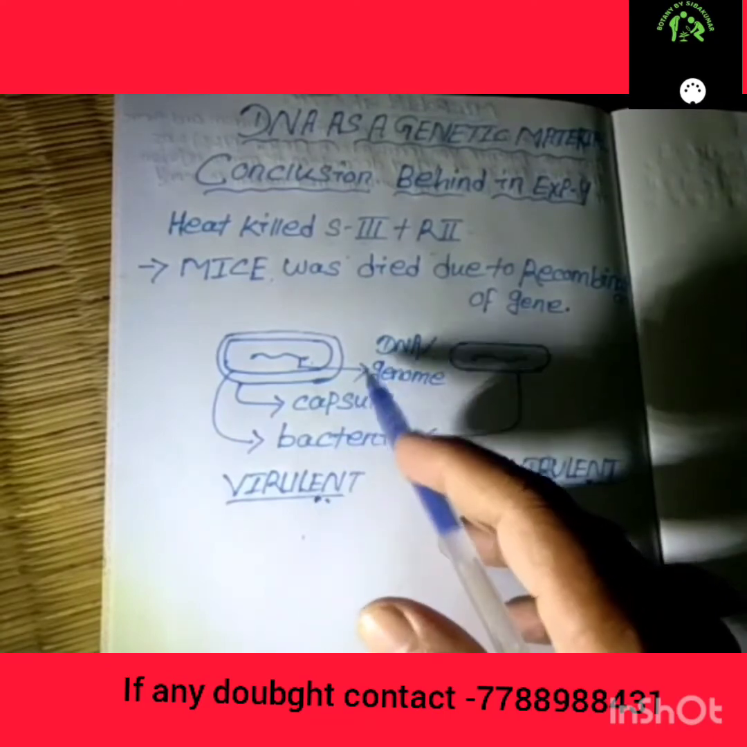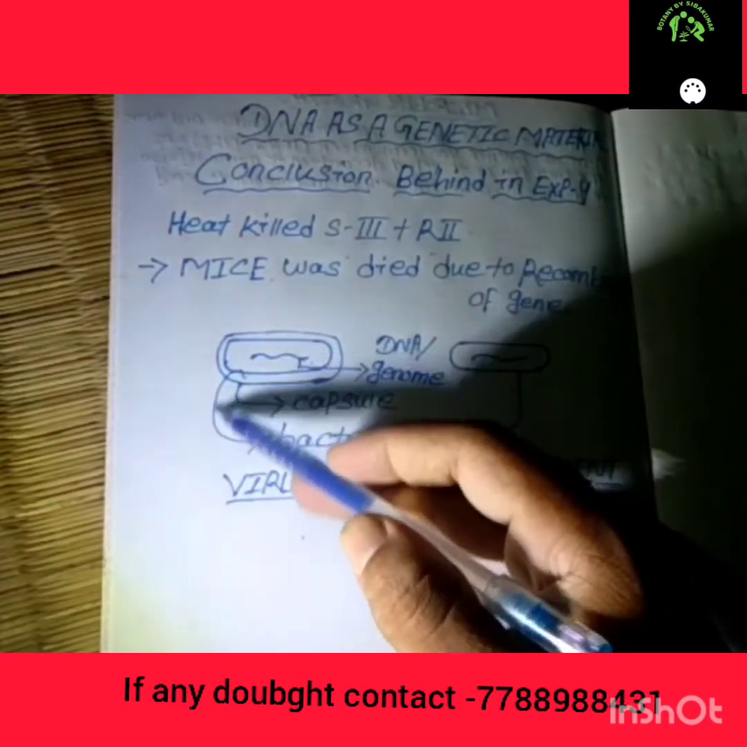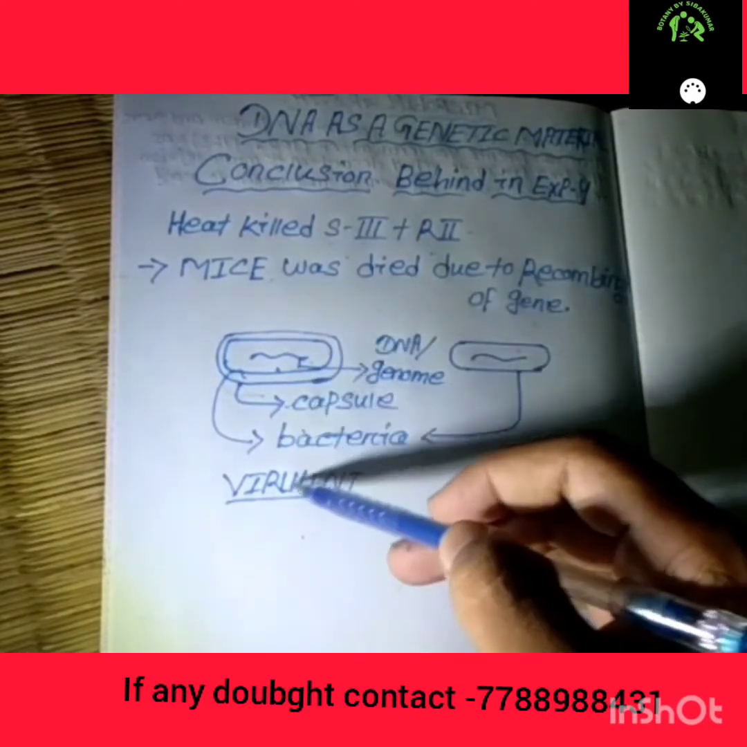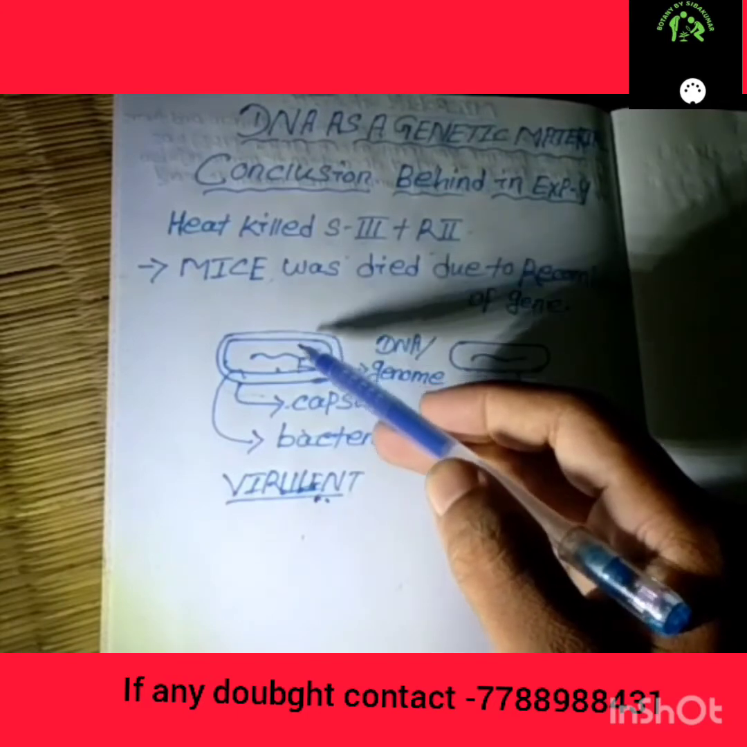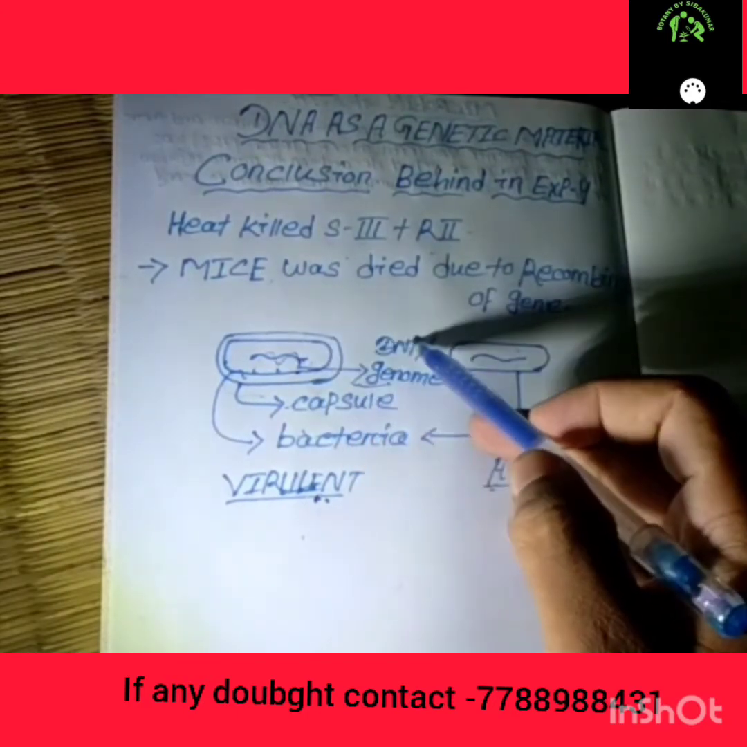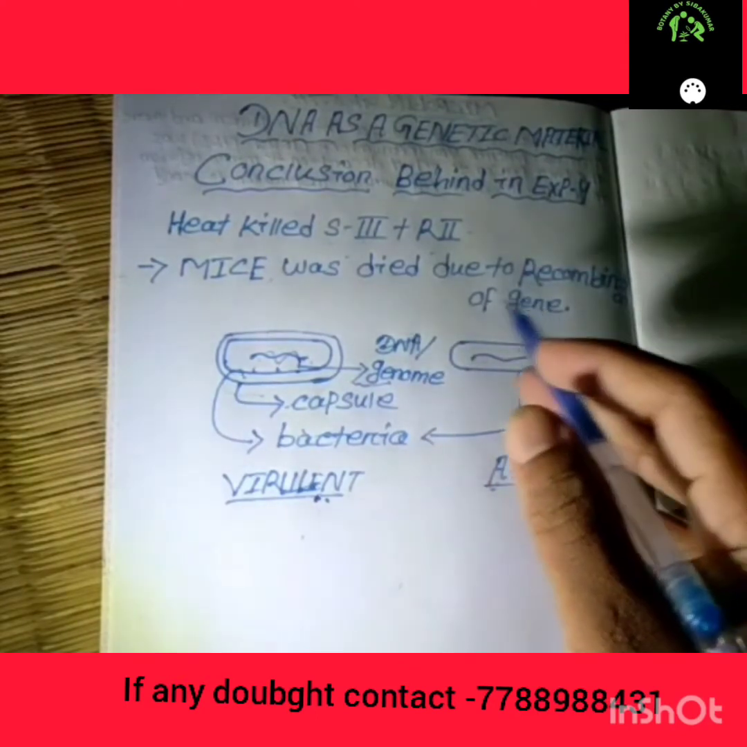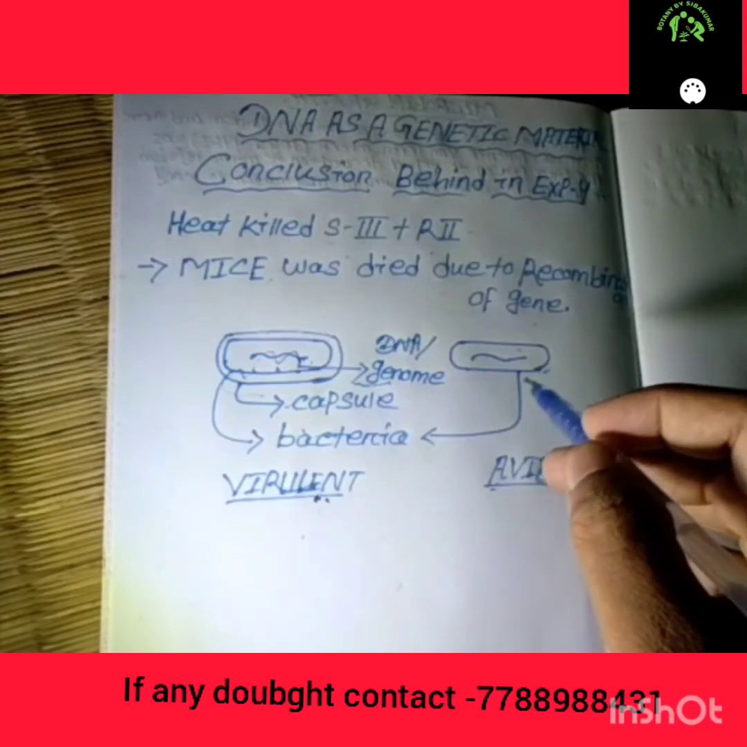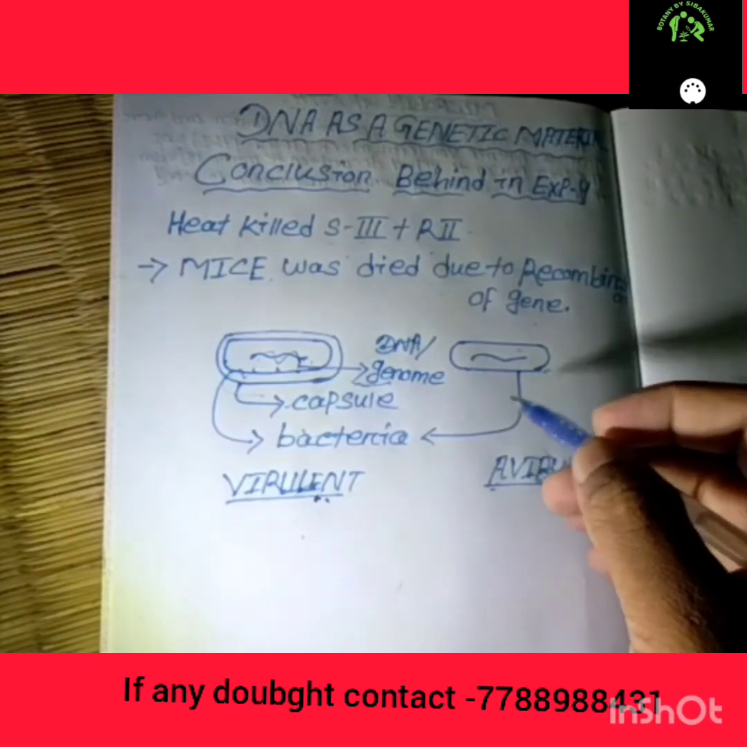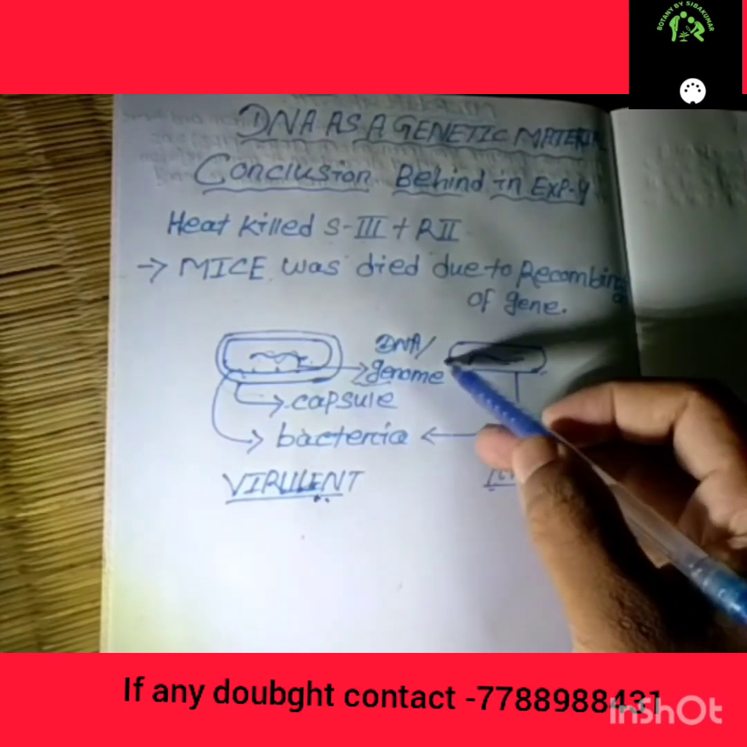And the virulent type creates a capsule layer, that means an outermost covering. Suppose these are the bacteria and each is surrounded by a capsule layer because they are virulent, and inside this bacterium we find the genetic material, or genome, or DNA. In the avirulent type bacteria the outermost capsule is absent, so it is called avirulent or rough cell bacterium, and inside this bacterium we also find the genome.